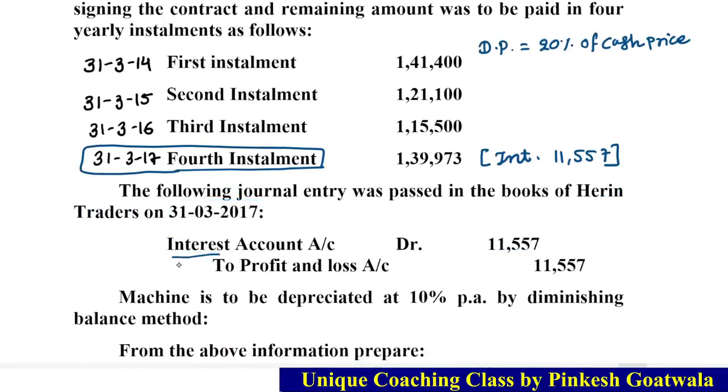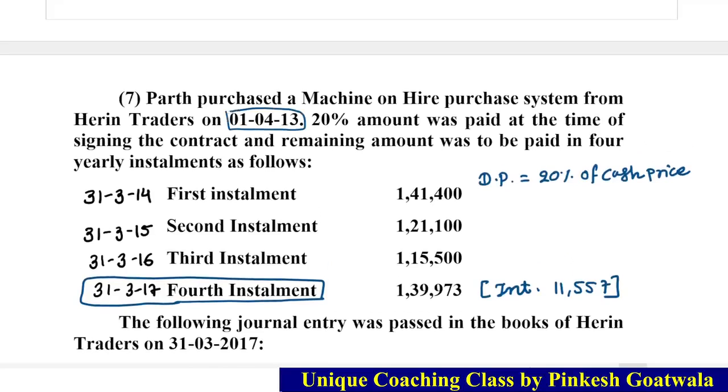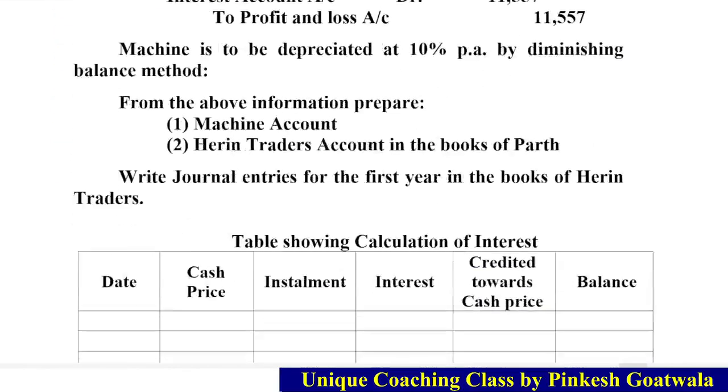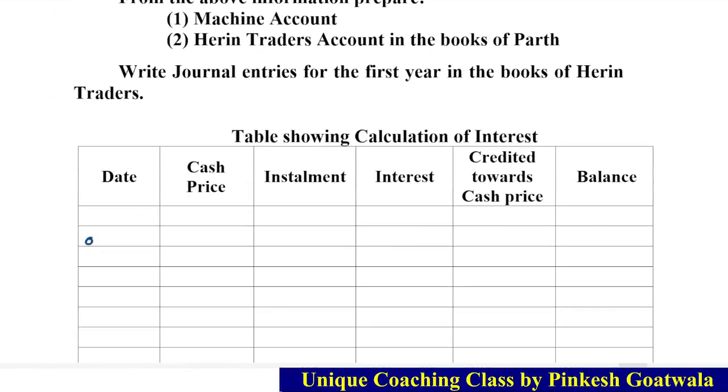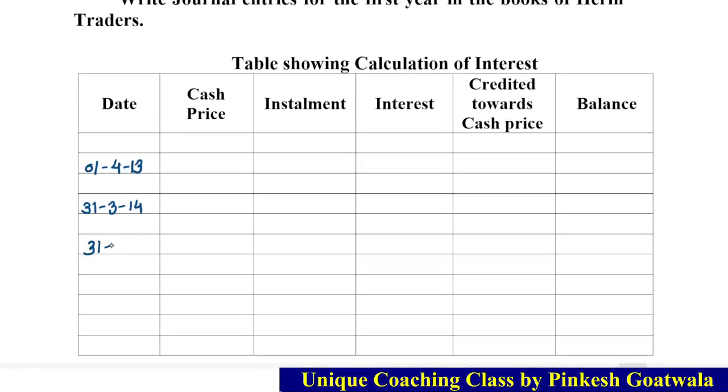So let's start. First of all, the asset was purchased on 1st April 13 and 4 installments are given. Okay, so let's start the table. Whatever information is available, let's write that. 1st April 13. Next installment 31st March 14, then 31st March 15, 16 and 17. Okay, cash price is not available.